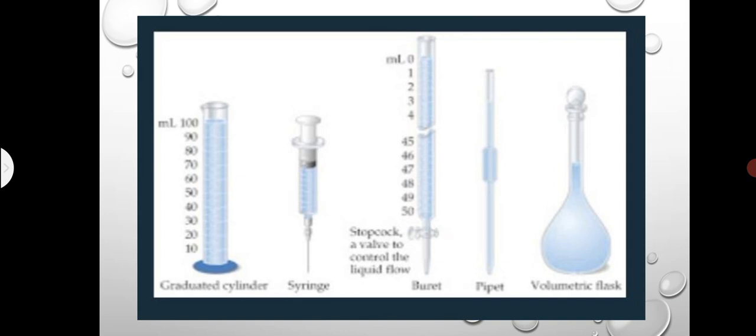Next one is the pipette. Now the pipette has a fixed volume. There is no scale on it, but it has a fixed volume. And the last one is the volumetric flask.